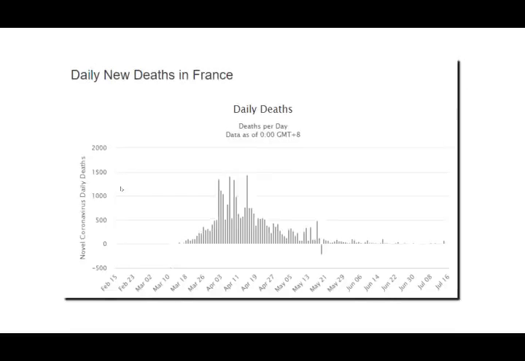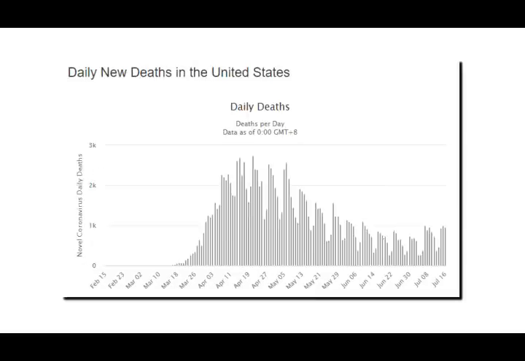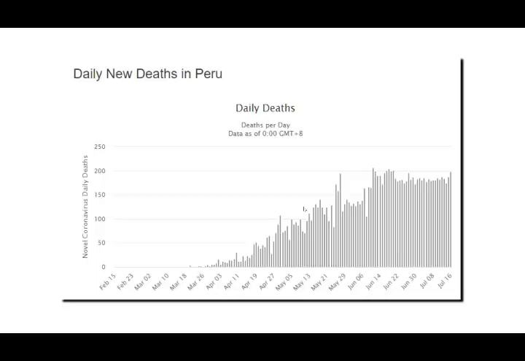Now let's look at the other countries under 500 deaths per million, like France. They're just under 500, and it appears that they have achieved herd immunity. The United States is also headed towards herd immunity, although we've had a setback recently, which I'll be discussing in a minute. Peru is number 10 in the list. They appear to still be quite a ways away from herd immunity.